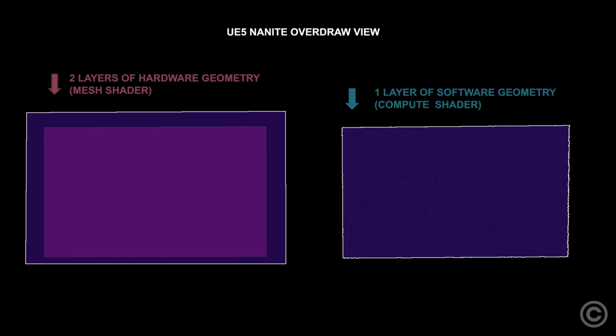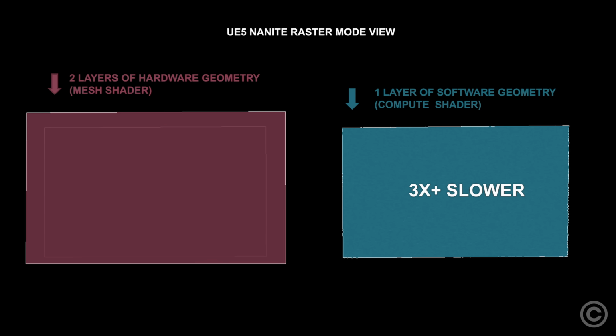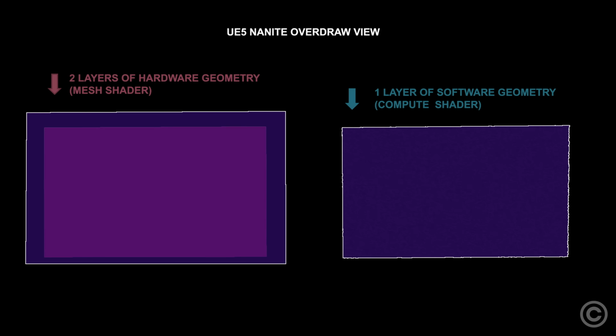Speaking of raster modes, this data shows how poor Nanite's main optimization view is. The heat map logic for Nanite's overdraw view mode will highlight 2 layers of mesh shader rendered objects, but if there's software compute shader rasterization with no overdraw, that will take 3 times longer to render than both of these layers. But developers won't see that.